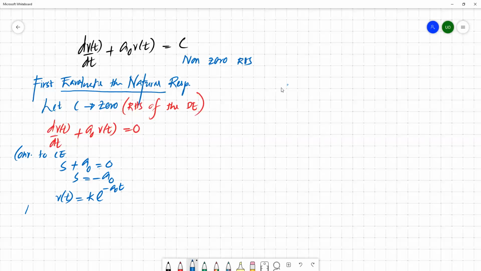So then apply initial conditions. Basically you can apply the initial condition. We'll stop at this point because there is an impact from the source as well. Okay. So then how do you find the forced response?